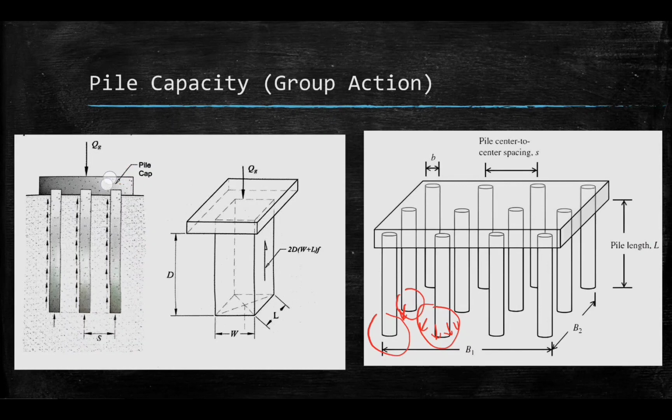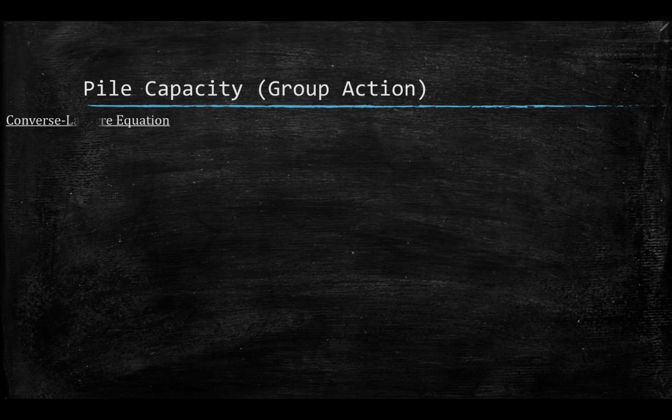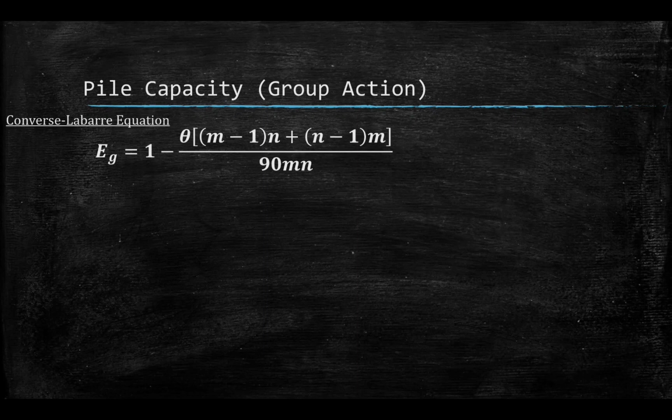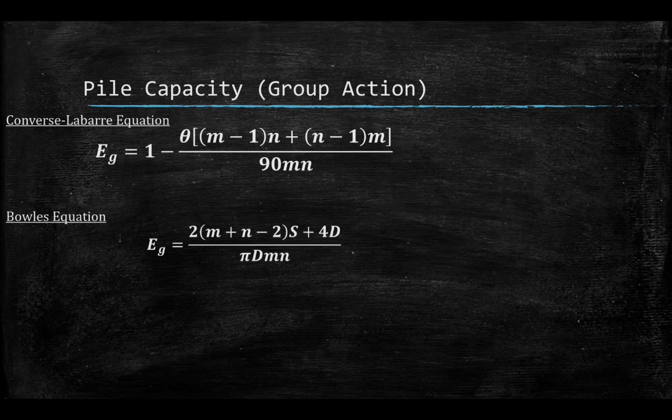We have formulas for efficiencies. For pile capacity under group action, we have the Converse-Labarre equation: efficiency is equal to 1 minus theta times (m minus 1) times n plus (n minus 1) times m, over 90 mn. We also have a second equation, the Bowles equation, which you can just read.